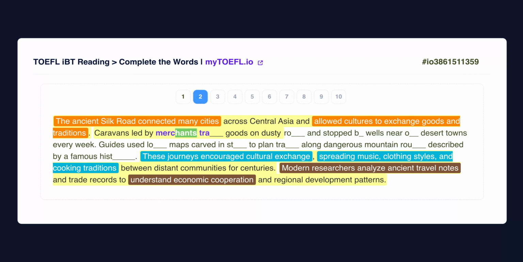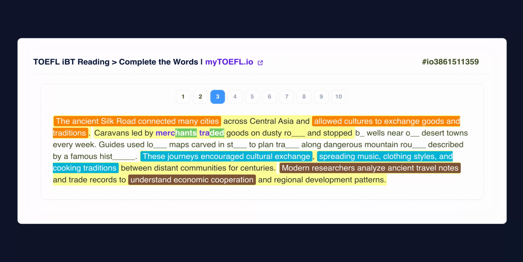Here, we need a verb in the past tense to describe what the merchants did with the goods. Since the text is about the Silk Road and exchanging items, the most logical action is buying and selling. Starting with tra, the word for exchanging goods, is traded. Continuing with the same sentence, we look at where these merchants were traveling. Focus on the physical description provided to guess the location. Caravans led by merchants traded goods on dusty roads and stopped.